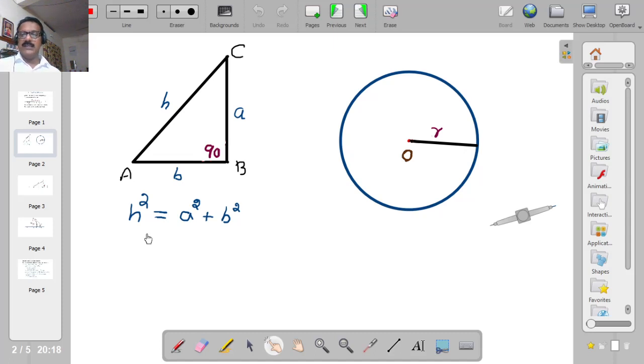We are given a point O on a plane. Then a circle centered at O and having radius r is defined as the collection of all points on this plane which are at a distance r units from the point O.